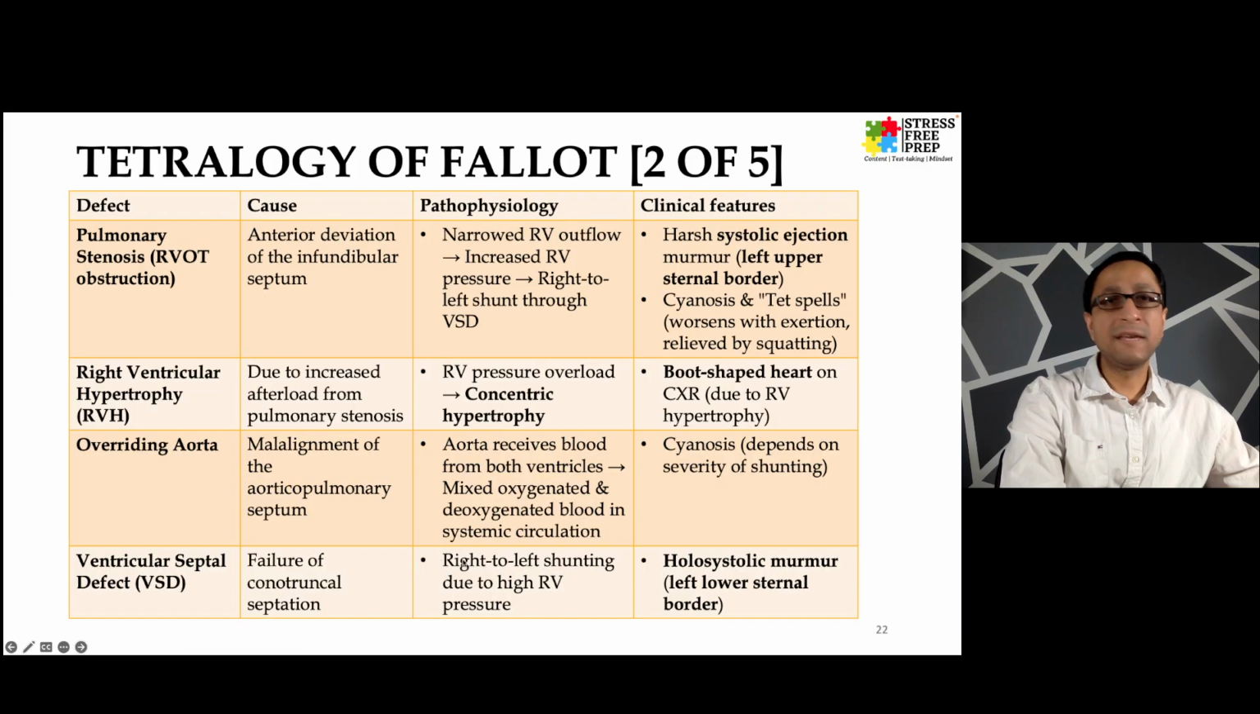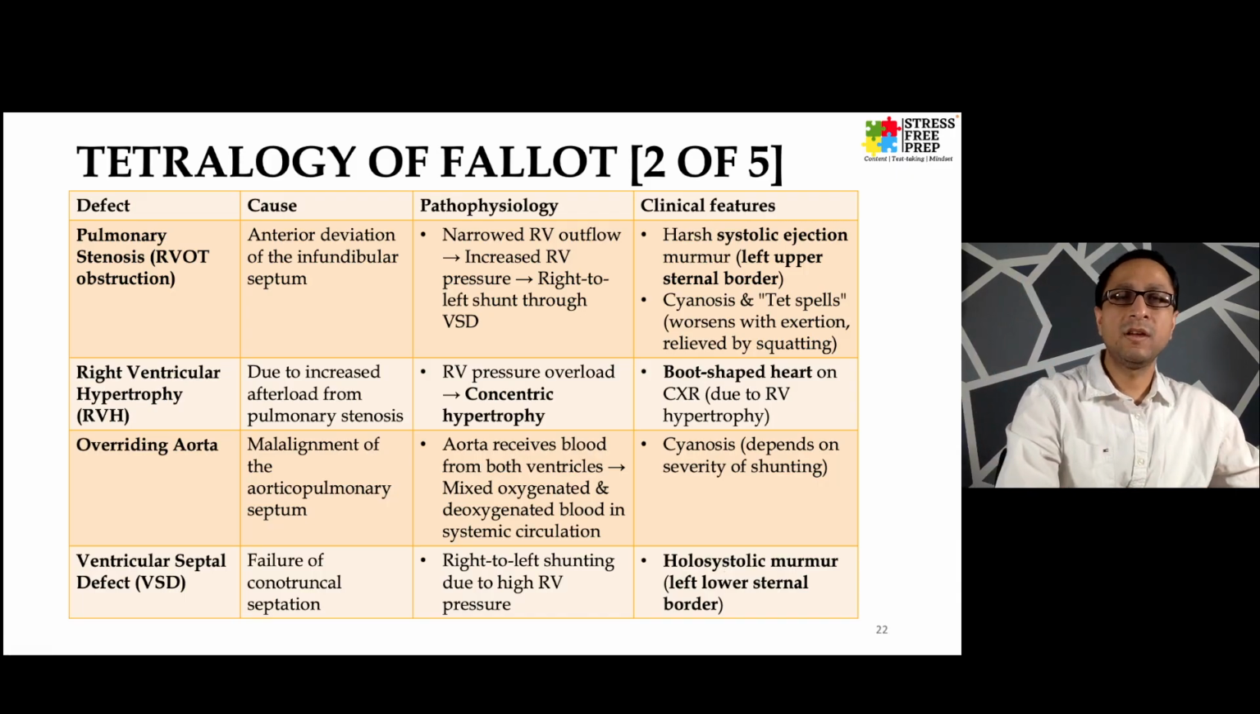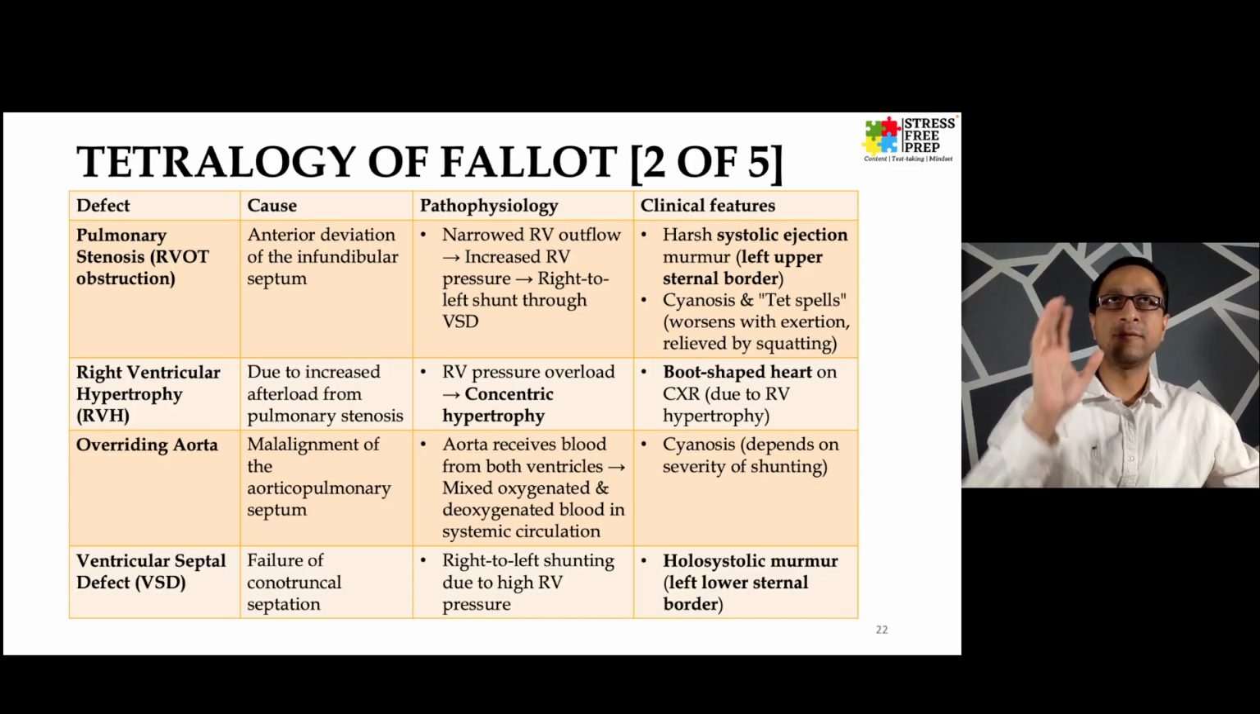And a VSD will be a holosystolic murmur. We have seen that term before as well. Pansystolic, holosystolic, heard at the left lower sternal border. Right. So those are the four things you definitely want to know. What causes those things? If someone has those things, what are the clinical features and how does it all work? Because the questions nowadays are getting into a lot more of those details.